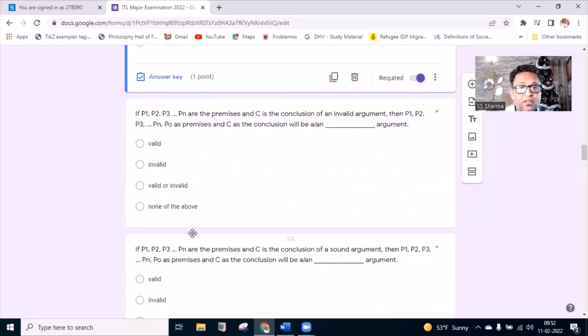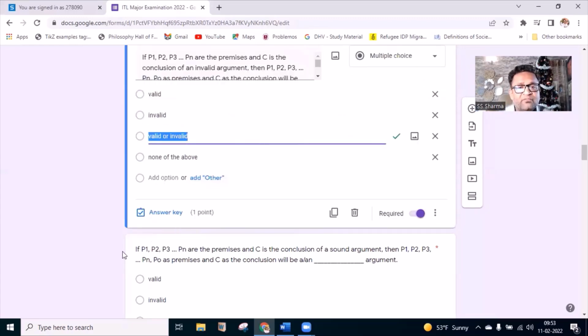It is true. Next question: if P1, P2, P3 up to Pn are premises and C is the conclusion of an invalid argument, then P1, P2, P3 up to Pn, with an additional premise Po, as premises and C as the conclusion will be N. Now, it can go anything. Because if it is an invalid argument, adding an extra premise can change its validity or invalidity, but we have no idea about it, right? So it can be either valid or invalid. So the answer was valid or invalid.